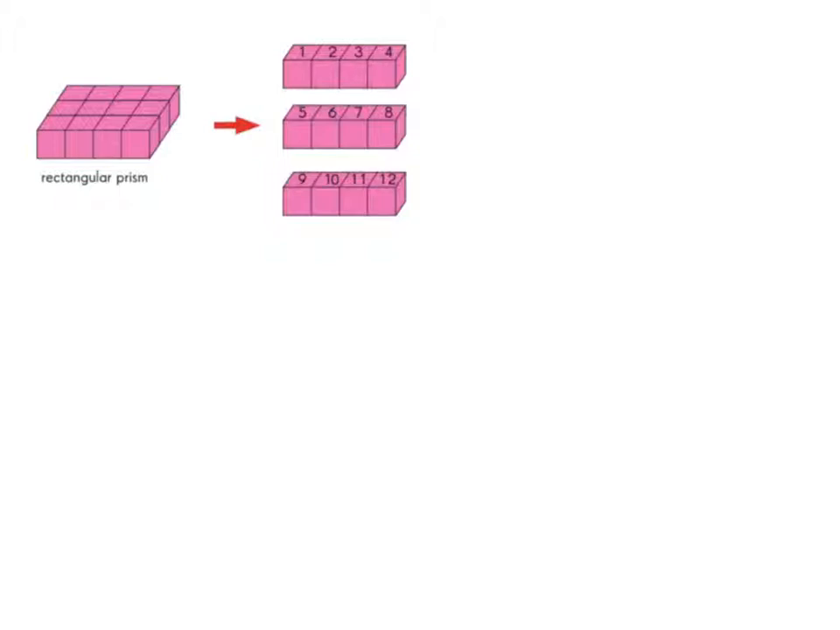Here's another example of a rectangular prism built from cube units. Once again, we've split the rectangular prism so that we can easily count all of the cube units within it. There are 12 cube units, therefore, the volume of the rectangular prism is 12 units cubed.